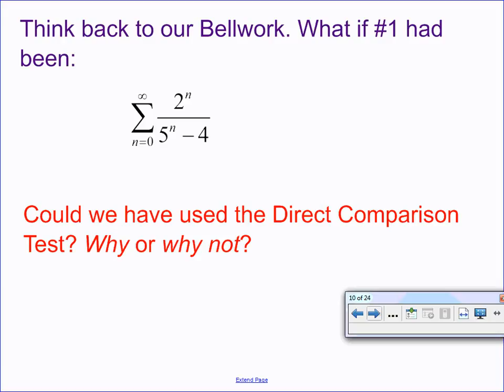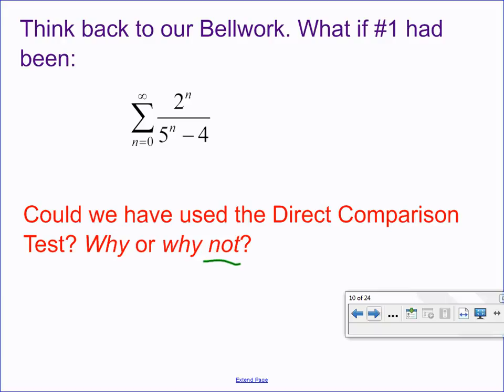Could we have used the direct comparison test to prove convergence or divergence of this series if it had been 5 to the n minus 4 on bottom? I mean, it's a small change, particularly as n goes to infinity. Tyler? I keep coming back to you. I'm going to say no. I'm going to agree with you. The question is, why could we not have used direct comparison any longer if it had just been a subtraction of 4? How come?